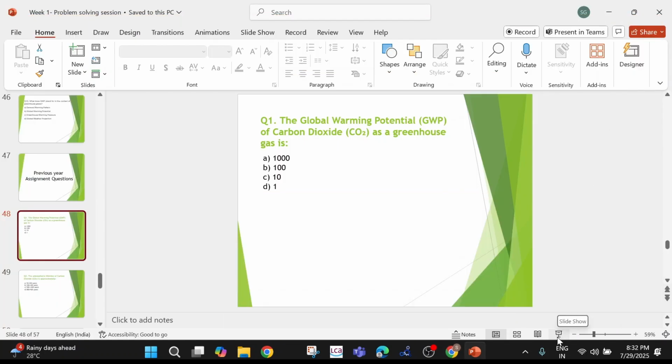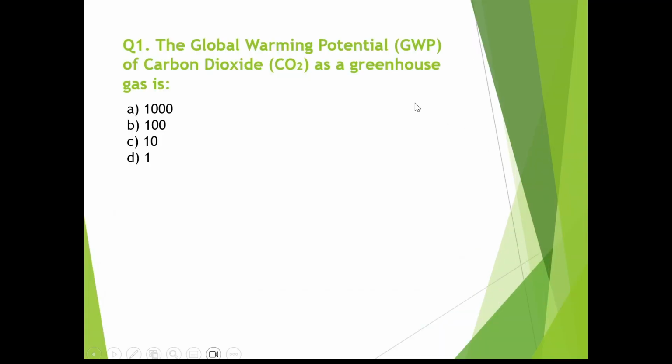All of you give your answer for this question. Question number 1. For carbon dioxide, what is the global warming potential? Mention your answer in the chat box. And when it is done, then we will be moving to the next question. Previous year assignment questions are there.